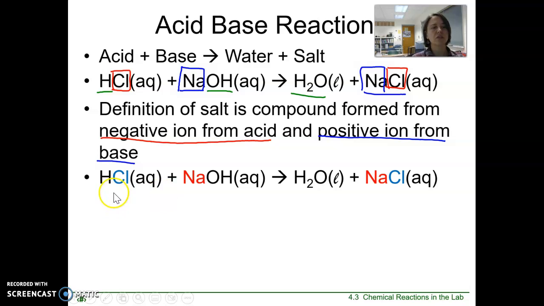And then let's rewrite this again with colors. HCl from our, I think we have our colors backwards. Just give me a minute. Okay, that looks a little bit better.